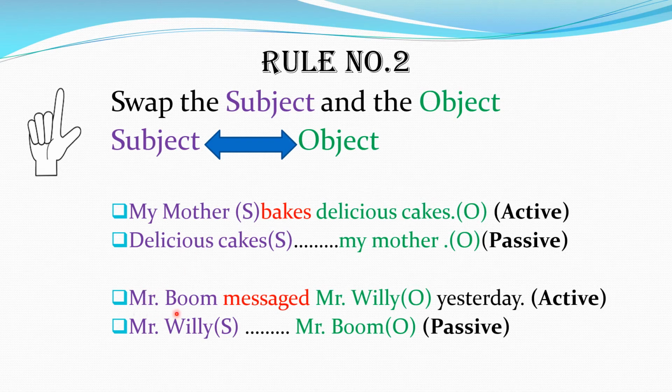Similarly, here Mr. Boom is the subject and Mr. Boom messaged Mr. Willie. Now Mr. Willie is the object. So now in the passive form, Mr. Willie becomes the subject and Mr. Boom becomes the object. Isn't it simple? So let's now understand rule number 3.